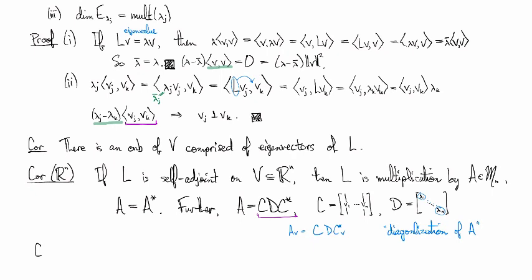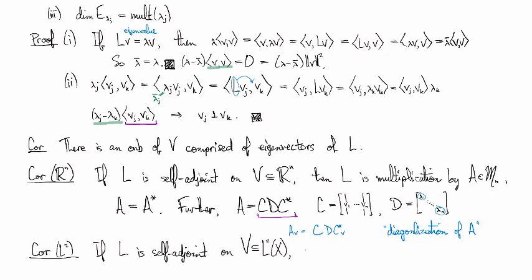But wait, there's more. Now if we look at the analog for the infinite dimensional case, so in L2: if L is self-adjoint on the inner product space V in L2, and let me actually call it L2 of X, where X is the domain that your functions are defined on, then there exists an operator U, actually a unitary transformation, that sends V into L2 of maybe some other space.